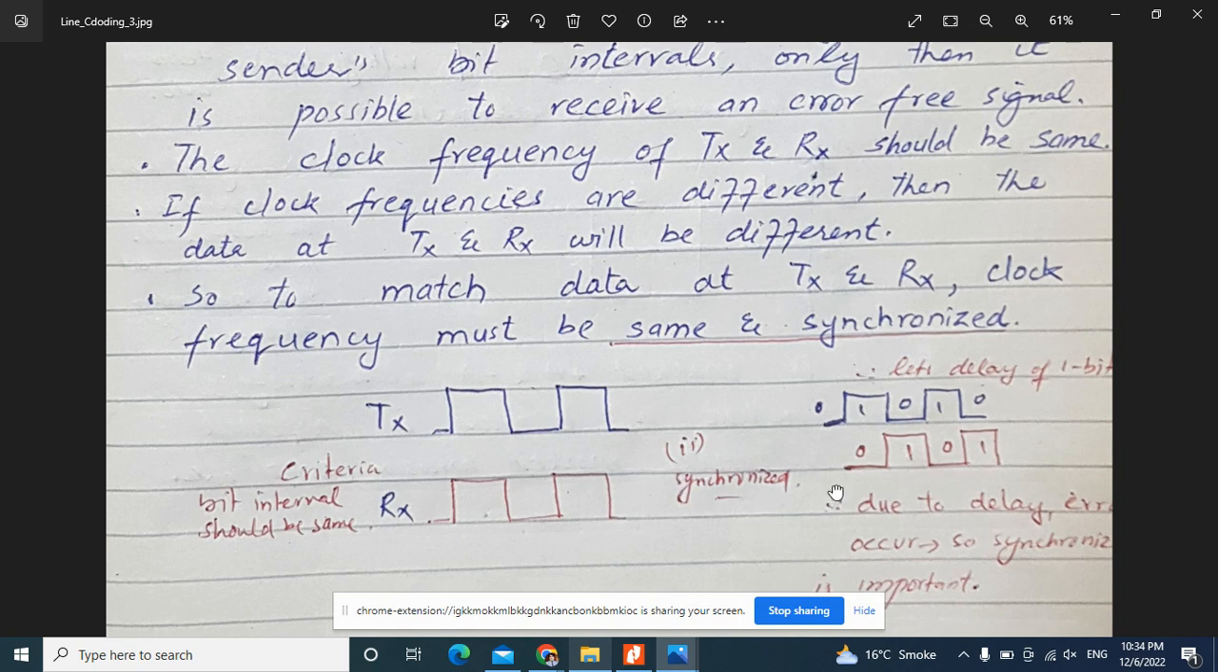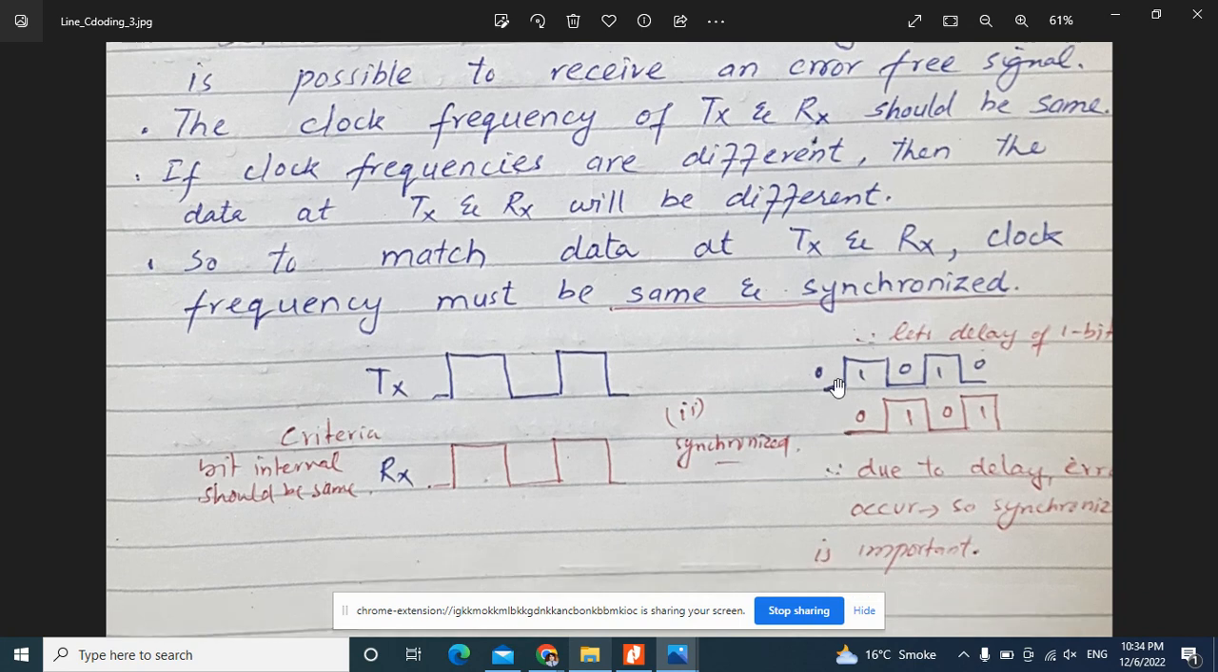And the second criterion is that they should be synchronized. But in another example, it is 0 1 0 1 at the transmitter side, but on the receiving side, when it was 1 on the transmitting side, it is 0 on the receiving side. When it was 0 at the transmission side, it is 1 on the receiving side. So it means that there is a delay. Due to this delay, errors occur. That means the system is not synchronized. So in order to remove such errors, the system must be synchronized.